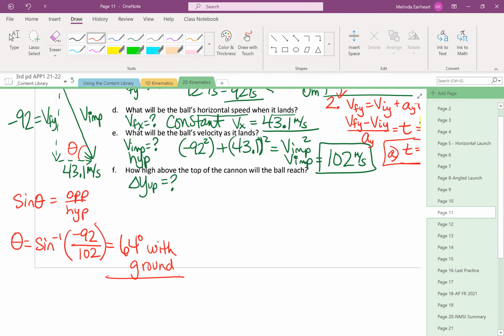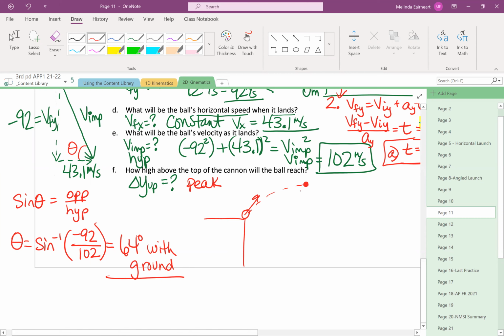All right, last one here. So we've been looking at start to finish, but sometimes they just want to know something about the peak, right? How high above the top of the cannon will the ball reach? So this is only caring about going to the peak. So we already said that's going to be a vertical displacement only for the upward direction. And so if you want to kind of redraw that little bit, that's all we care about. Pause the video. That's all we care about.